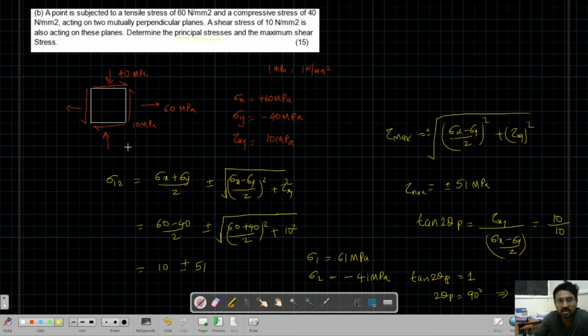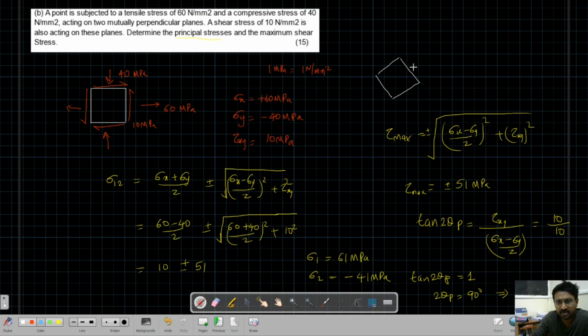You can orient in the plus direction. Plus we will say counterclockwise, minus we will say clockwise. Once you draw a stress block, your answer will be complete. The theta p portion you don't have to answer for this problem, but I'm just answering it for your knowledge.